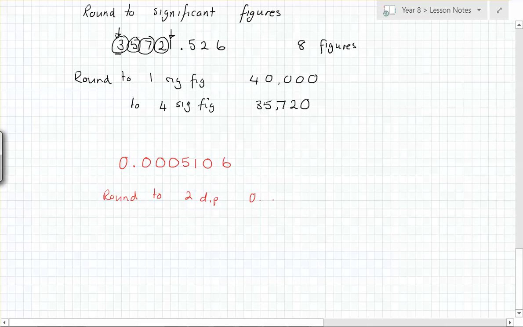No. You've changed the value of my number by doing that. 0.00. Yeah, we should do that, shouldn't we? I've asked for 2 decimal places. It has the value of 0, but we need to write it down. So decimal places, fine.